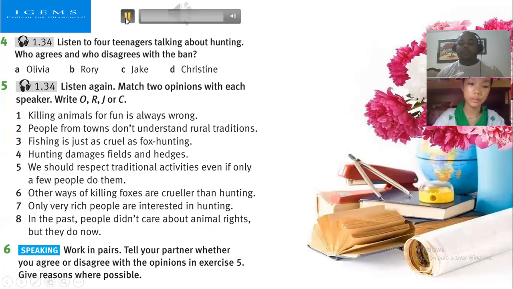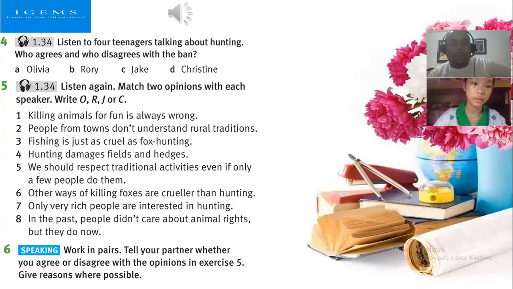Lesson 3C, Exercises 4 and 5. Olivia: I live in the country, but I don't know anybody who likes the idea of fox hunting. My dad's a farmer, and he hated it when hunters rode horses over his land. They cause a lot of damage to the fields and to the hedges, and they don't ask, they just go wherever they want. So I'm glad people can't go hunting anymore. It was only a few very rich people who were interested in it anyway. I'm sure they can find something else to do in their free time.